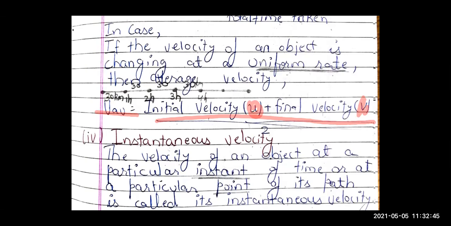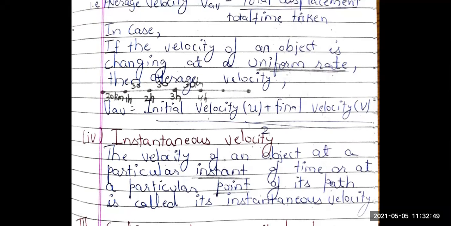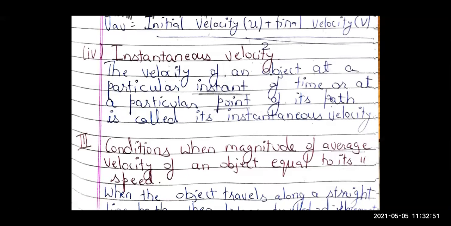Okay. Now let's move towards the instantaneous velocity. Instantaneous means the velocity at that particular instant of time, right? So you can define instantaneous velocity as the velocity of an object at a particular instant of time is called the instantaneous velocity.